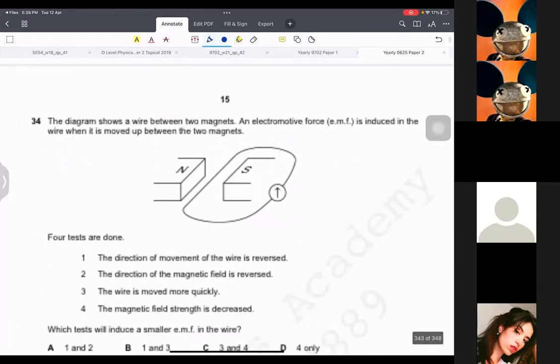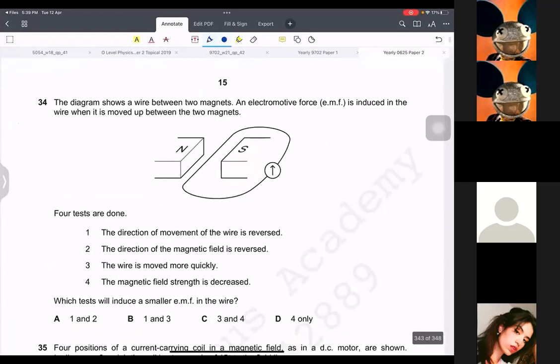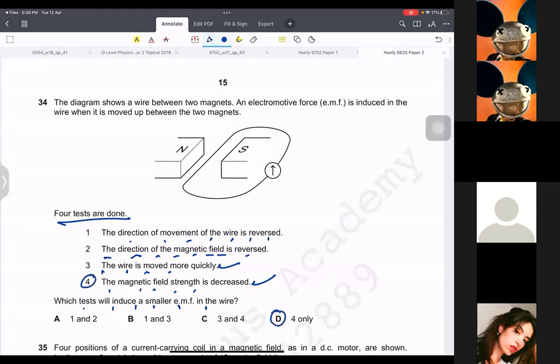The diagram shows a magnet and electromotive force induced. For the tests: direction of movement of wire is reversed; direction of movement of magnetic field is reversed; the wire is moved quickly; the magnetic field strength is decreased. Which test will induce a smaller current? I think that only 4 is going to induce a smaller current, because if you reduce the field strength, then it would definitely reduce the induced EMF.